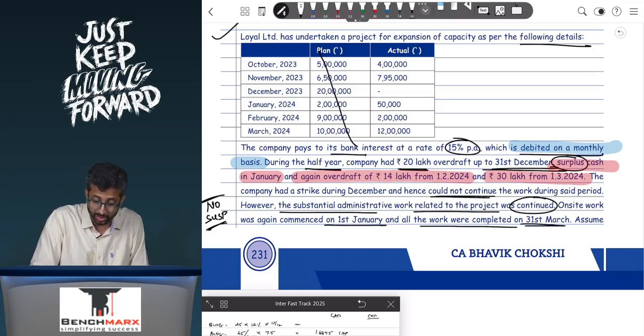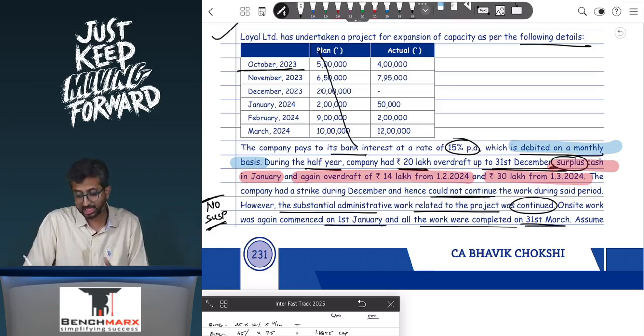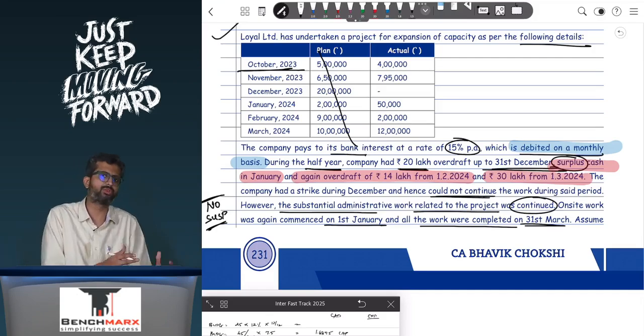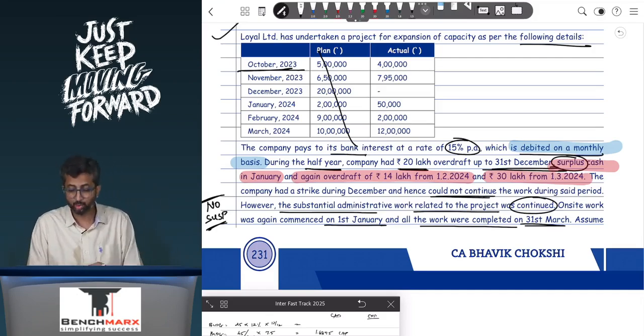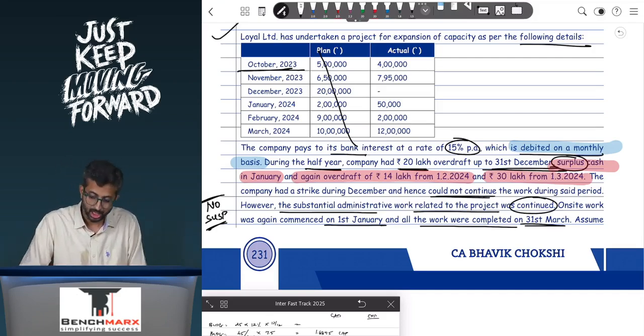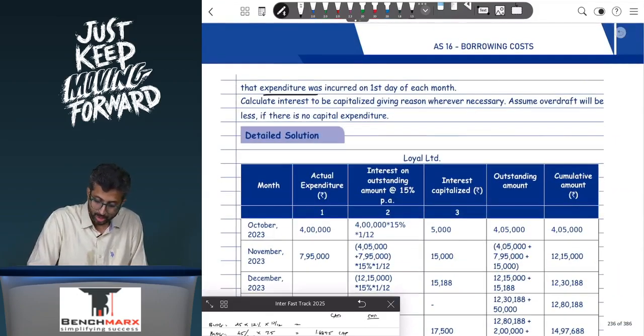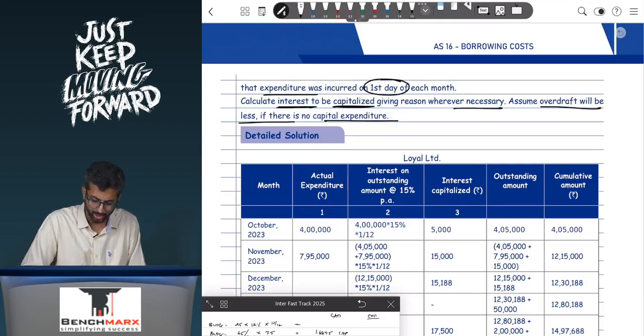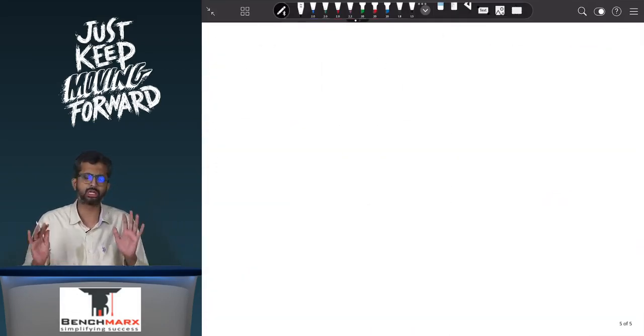Now, technically, if you are starting the work in October and ending in March, it is just a 6-month period, but as we have discussed earlier, the Institute believes that these would be qualifying assets. Assume that the expenditure was incurred on the first day of each month. Calculate interest to be capitalized, giving reason where necessary. Assume overdraft will be less if there is no capital expenditure. So if there was no capital expenditure, there will be lesser overdraft.